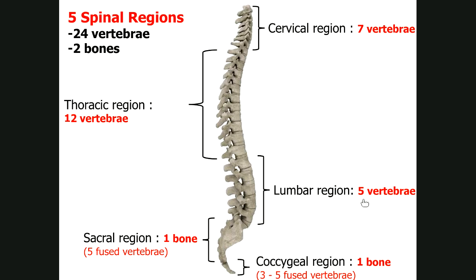Lumbar region, you have 5 vertebrae. Sacral region, it's 1 bone, but at one point they were 5 vertebrae that have fused. And then the coccygeal region is also 1 bone, but it can be anywhere from 3 to 5 vertebrae that fuse together. But for the most part, in us as adults, they're all fused. In some cases they won't be, but those are few and far between.